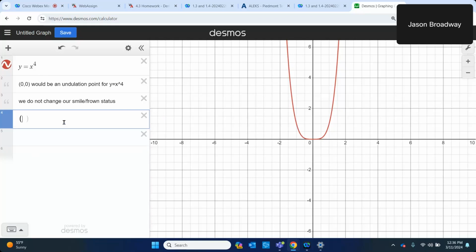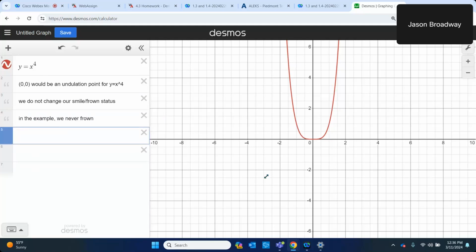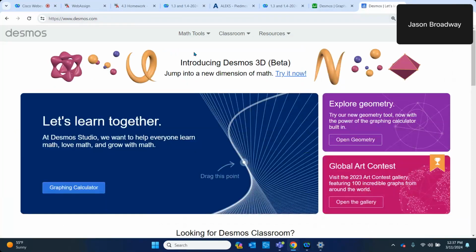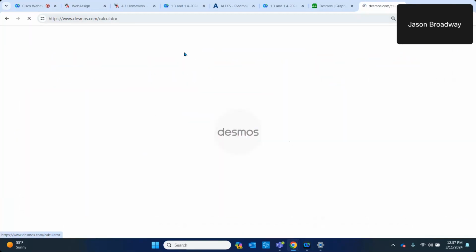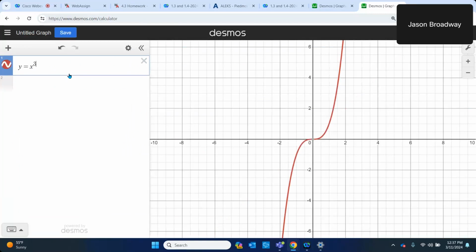So 0, 0 would be an undulation point, right? You can tell we never frown. In this example, we never frown, and that's a problem. There is no inflection point, and I'll make that correction accordingly in this video. I'll have to trim out what I was thinking of with y equals x cubed. y equals x. What about y equals x cubed? I was doing the wrong thing. I don't know why my brain wanted to do that.